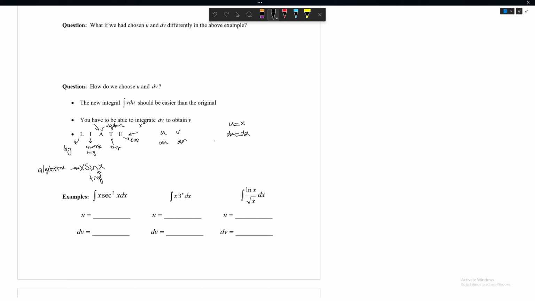Now, if your u gets your x, then my dv, not v, my dv gets the rest of it, which is sine x. And obviously, we also had a dx, so it would be sine x dx. Now you want to choose your v, and your v is the integral of this. When you integrate your sine x, you get your cos x. That's it, because this is the integral, and you integrate this and you get v equals cos x.